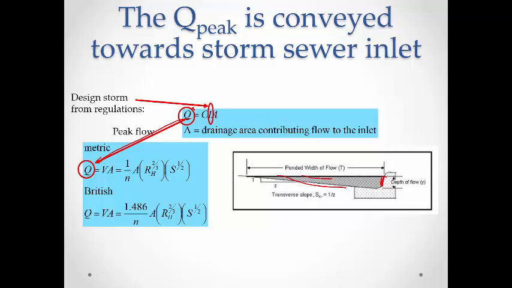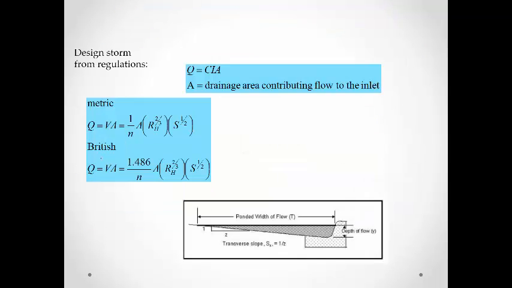Okay, so here we're combining calculations of peak flow for the drainage area that contributes to the flow into the inlet, and you'll have to design that open channel area in the street to convey that flow. And this is the equation that you would use. Here we have Manning's in this case. So those are the two equations.